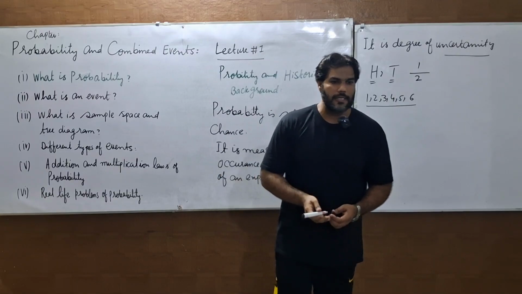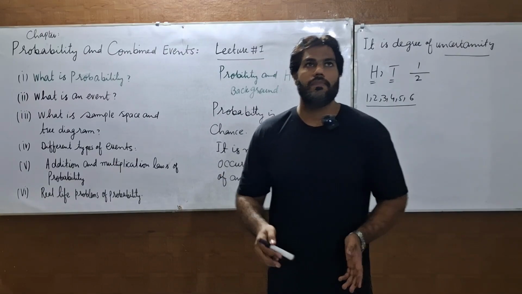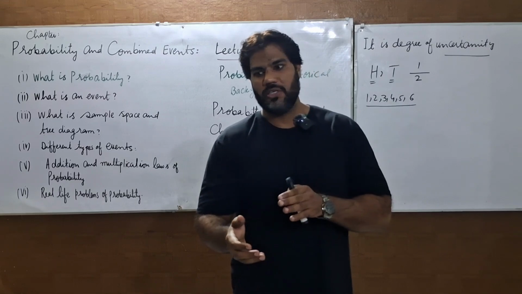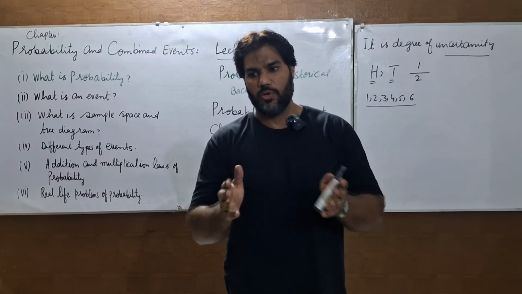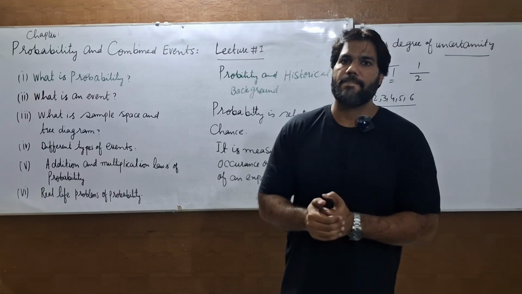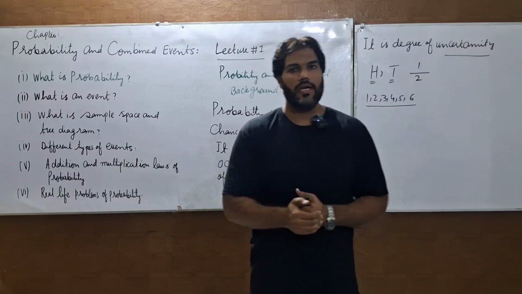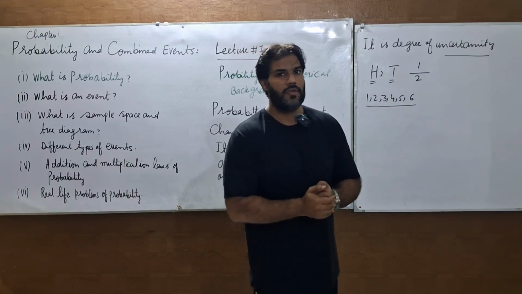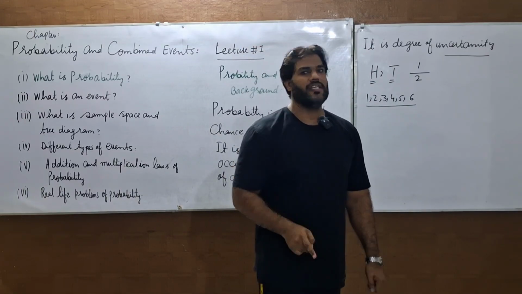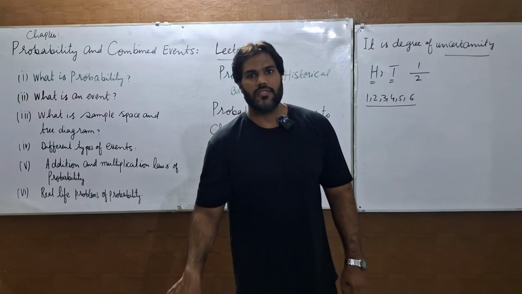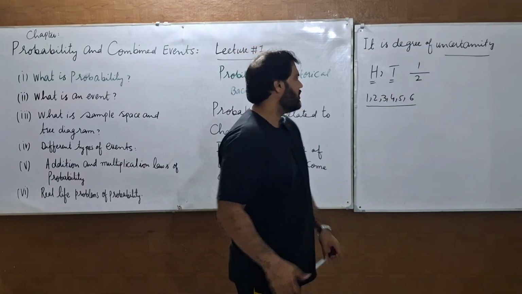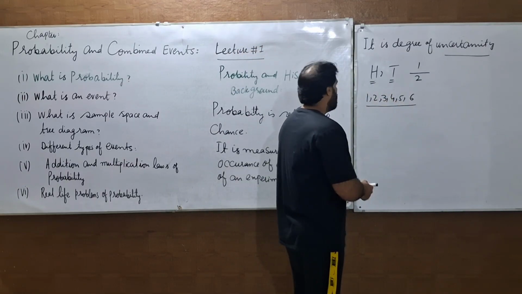Suppose you have a coin which has two faces, and on both faces there is a head. Now, if I say what is the probability of head, you can surely say that at each occurrence there will be head, and its probability is totally 1.